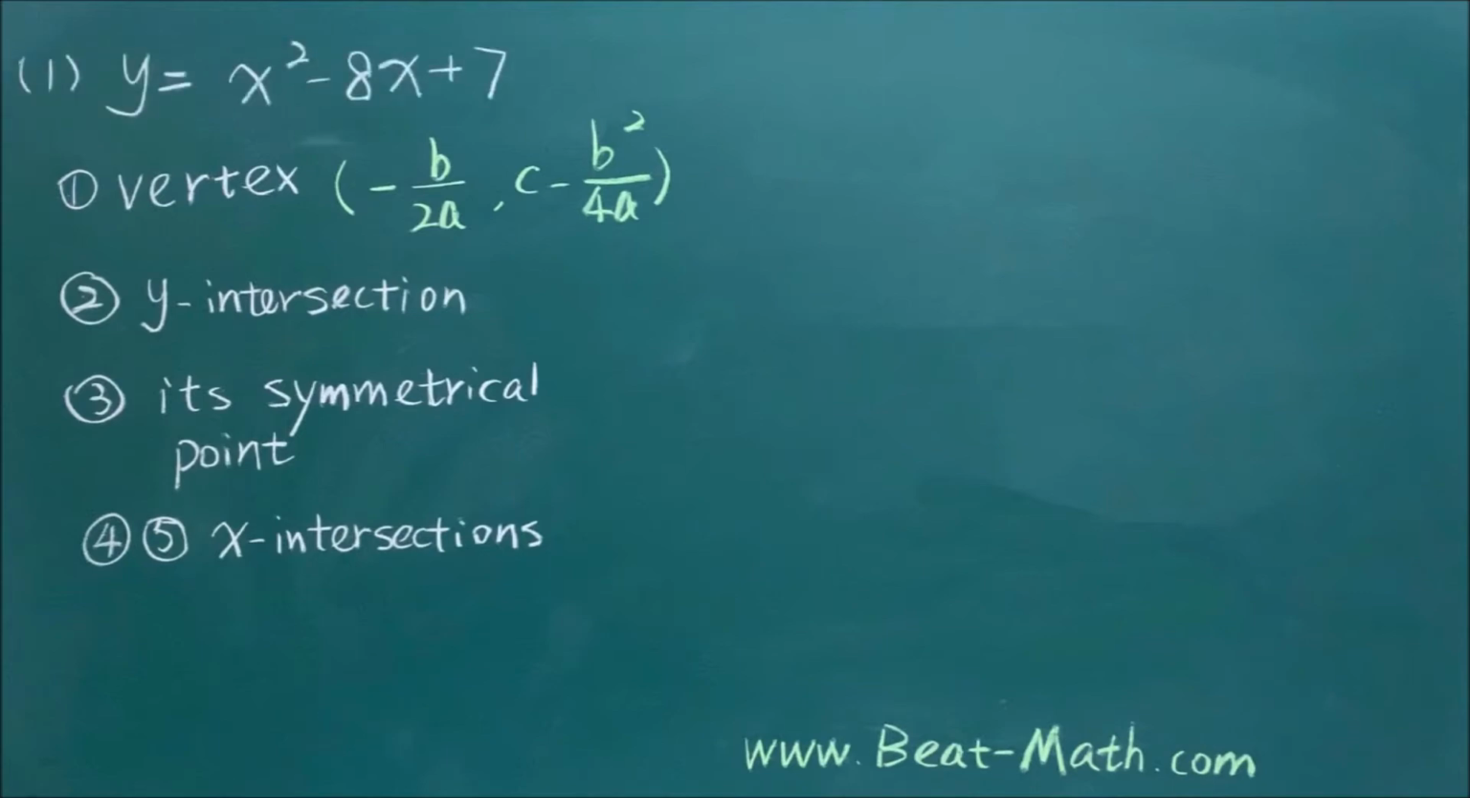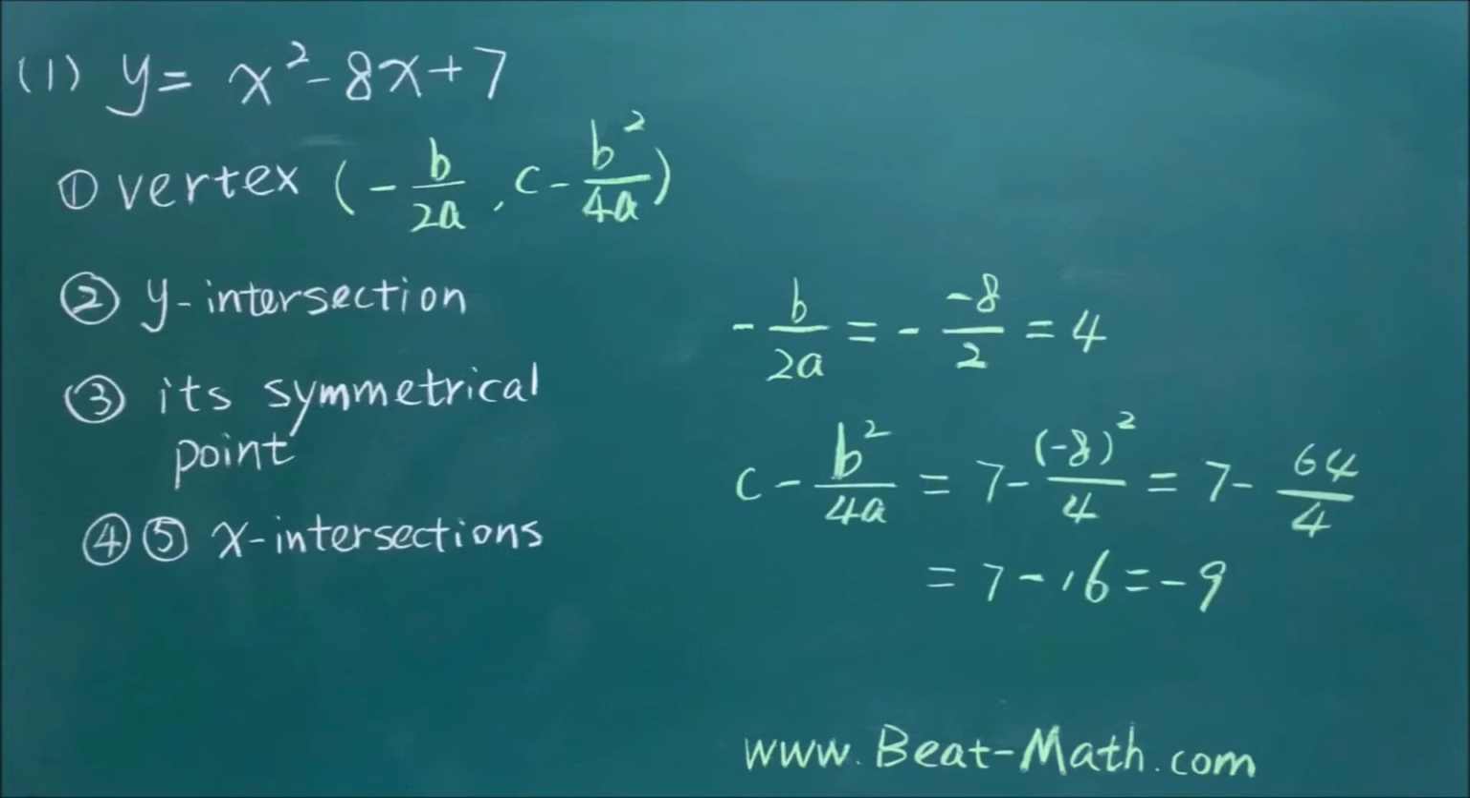y equals x squared minus 8x plus 7. Here, a is greater than 0, so the parabola opens upward. Next, we plug the values of a, b, and c into the vertex value, negative b over 2a, c minus b squared over 4a, and get the point of the vertex (4, negative 9).